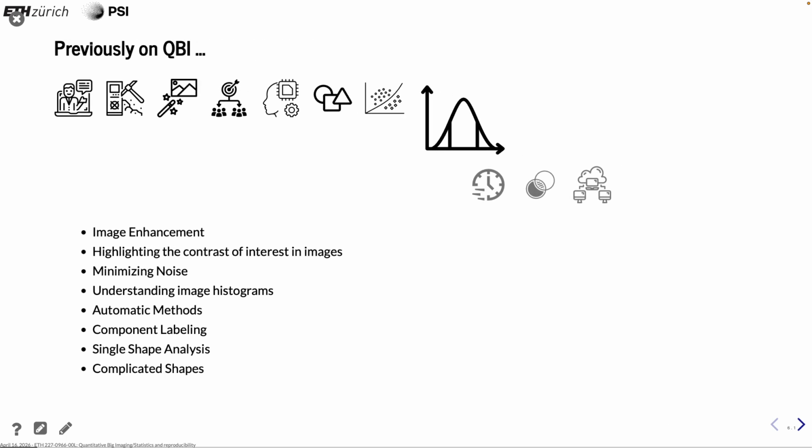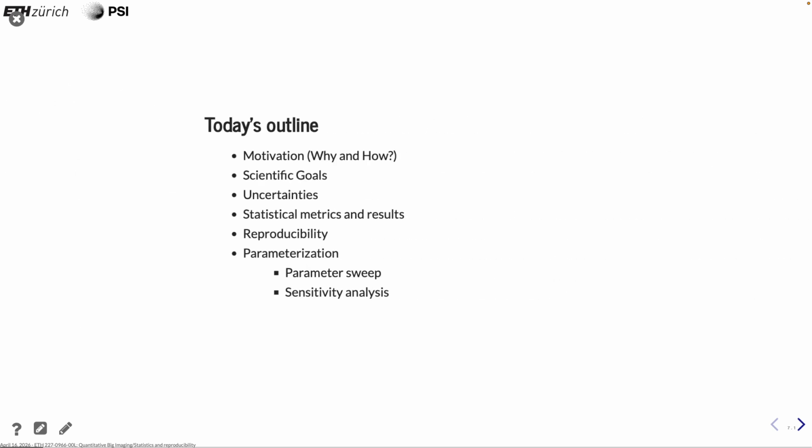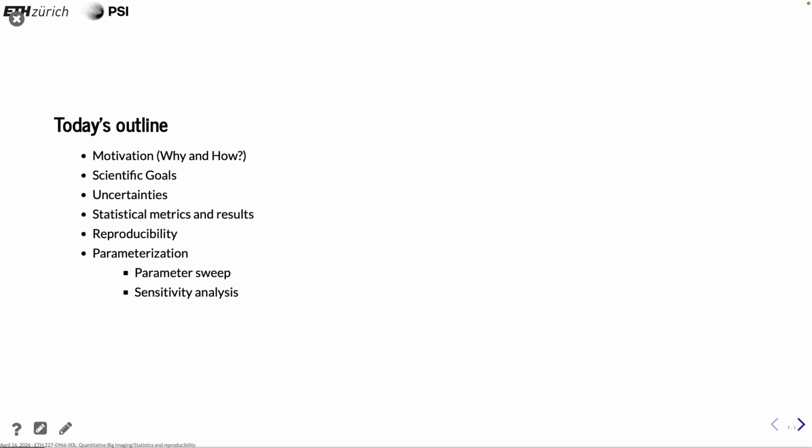So what we have done until now, as I said before, we have essentially been doing image processing and looking at first preparing the images, extracting features, measuring these features, etc. But we haven't done any statistical analysis on it to make a conclusion. And that's where we are going today. First, giving some scientific goals. The first part today will be a lot about uncertainties, and then we switch over to statistical methods and some reproducibility.